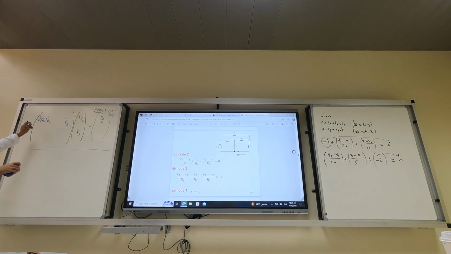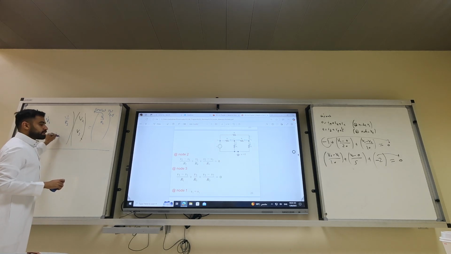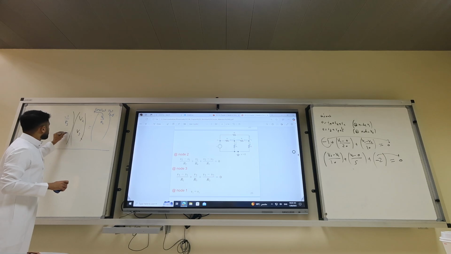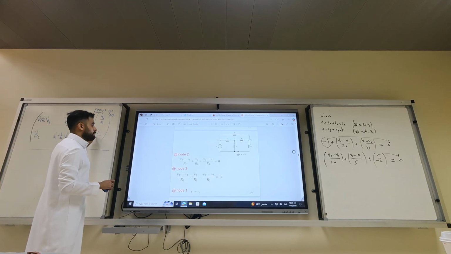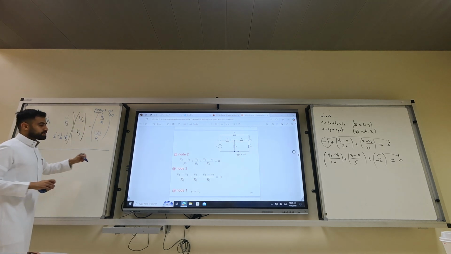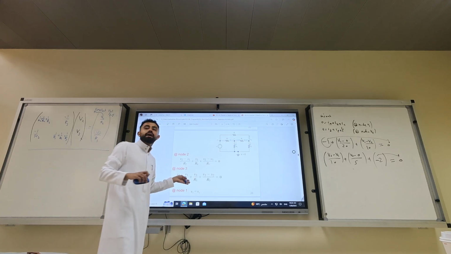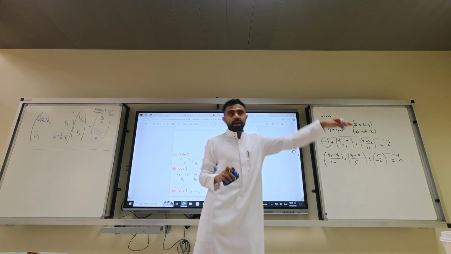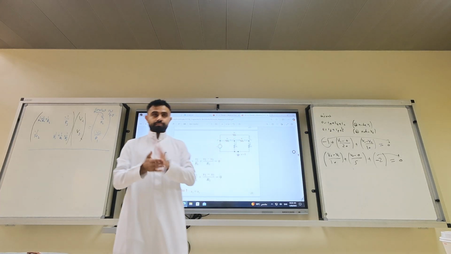For the second row, it's clear. Minus 1 over R3. And then you'll have 1 over R1 plus 1 over R5 plus 1 over R3, and then equals to V1 over R1. Keep in mind, all the constants, you move them to the right when you write the standard form. Get it? Is it clear?